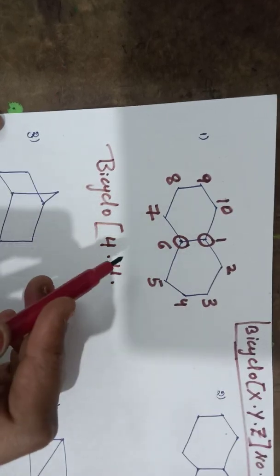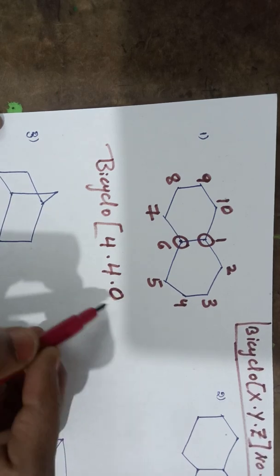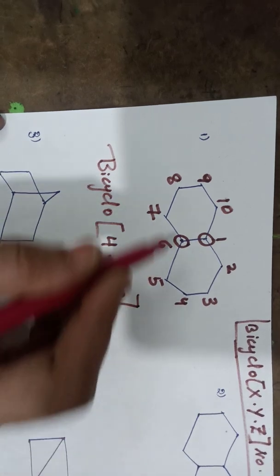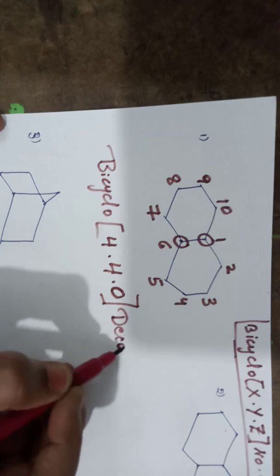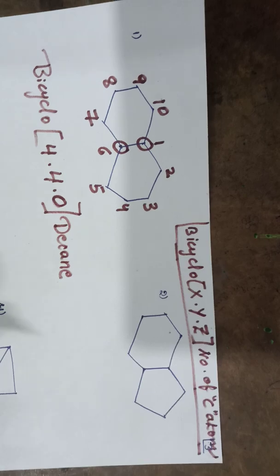Is there any bridging here? No. So 0. If there is bridging, that bridged atoms has to be considered here. 0. Total number of carbons 10. So it is decane. Is it clear? Next example.